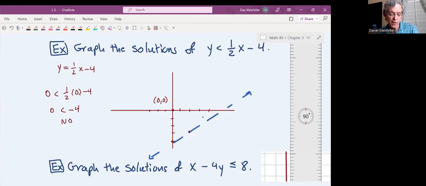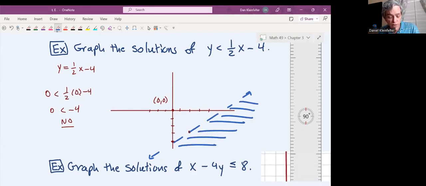For this one, the answer is no. So that means the origin's not a solution. So that means that none of the points that are above the line are solutions. So all these solutions are below the line.